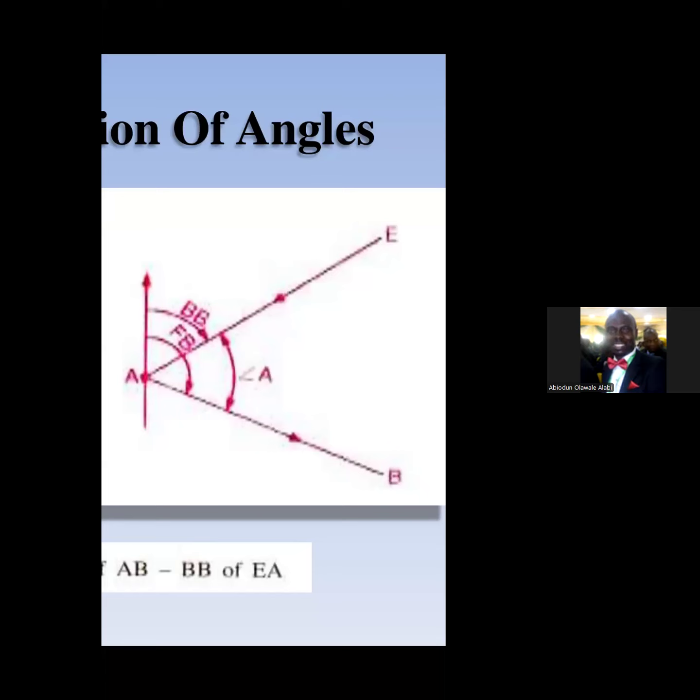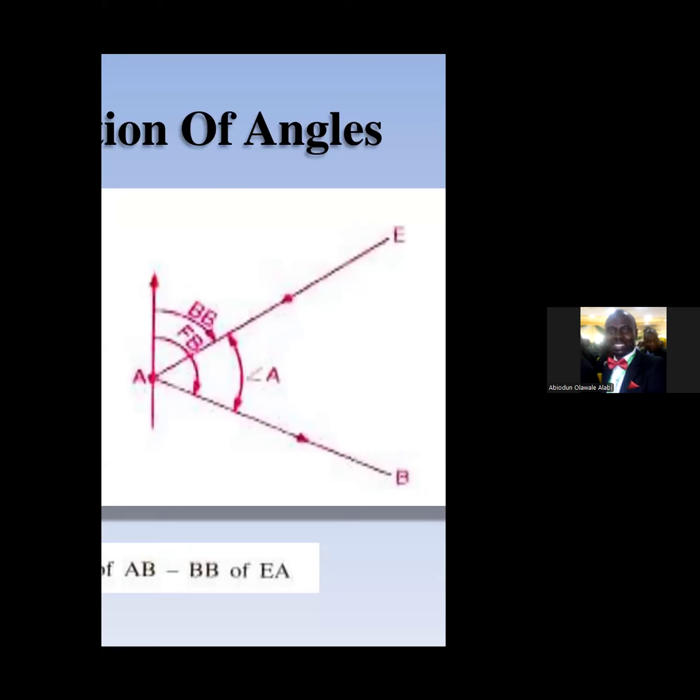Now how do we get the included angle? The angle between line AB and line AE, which is the angle here, as you can see in the diagram.